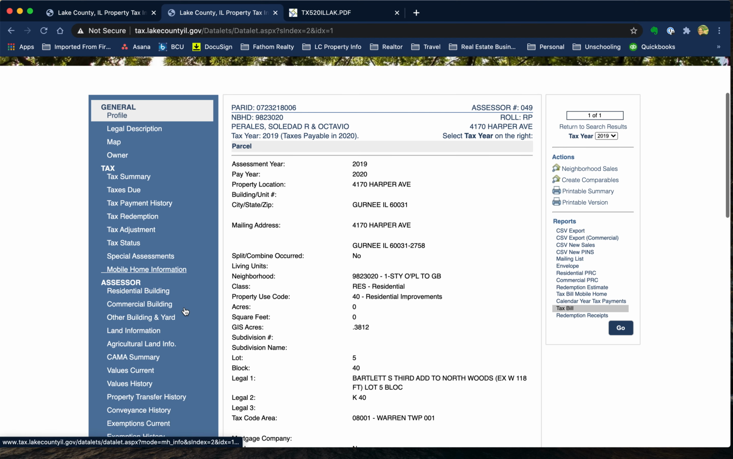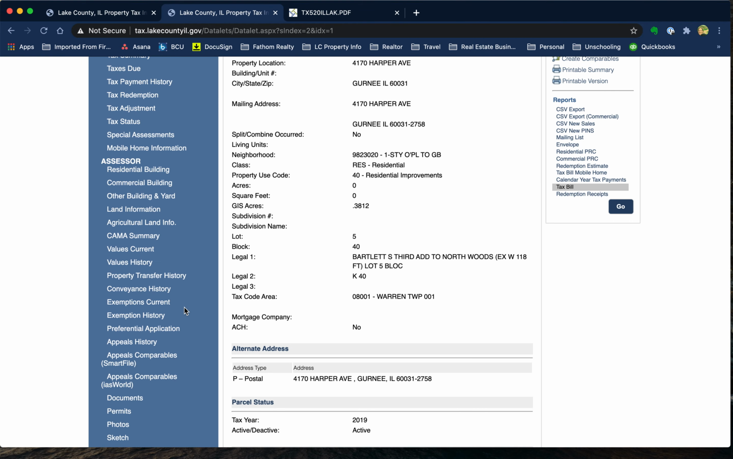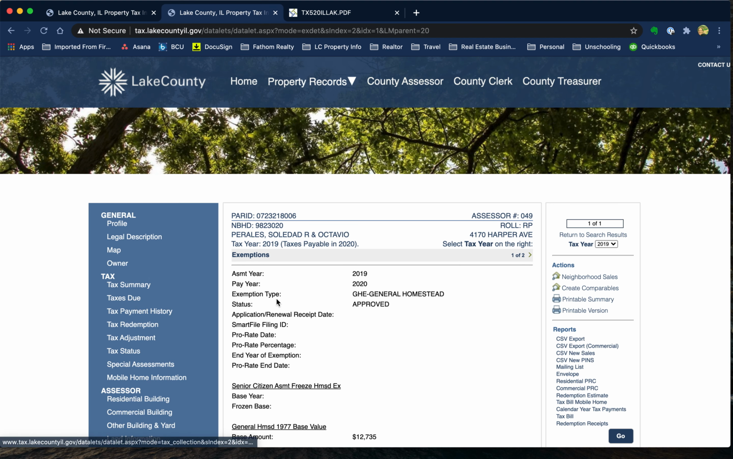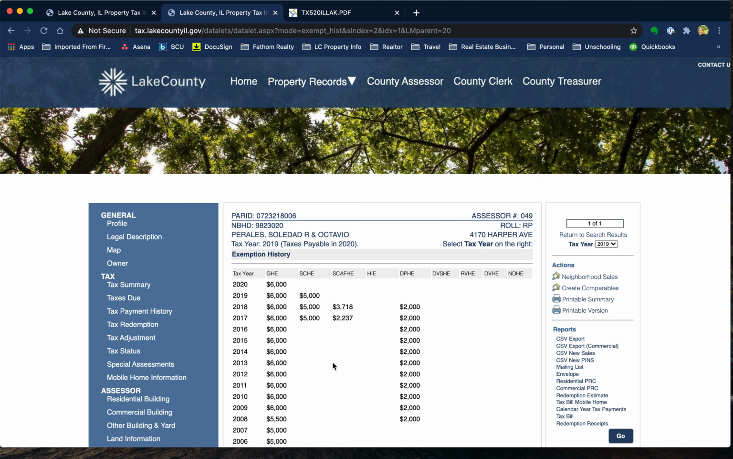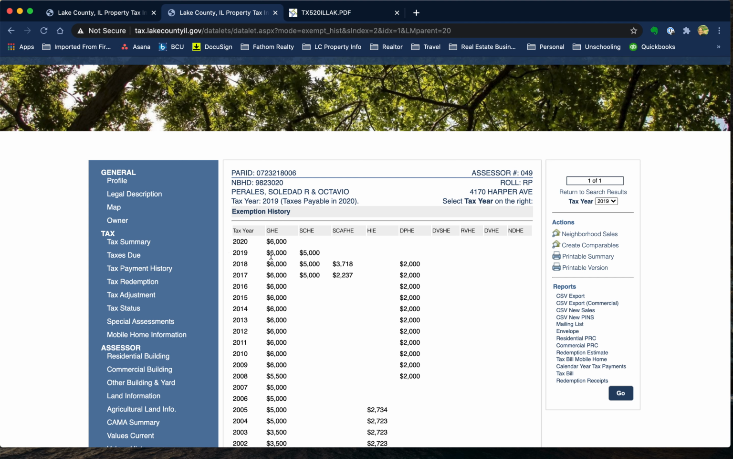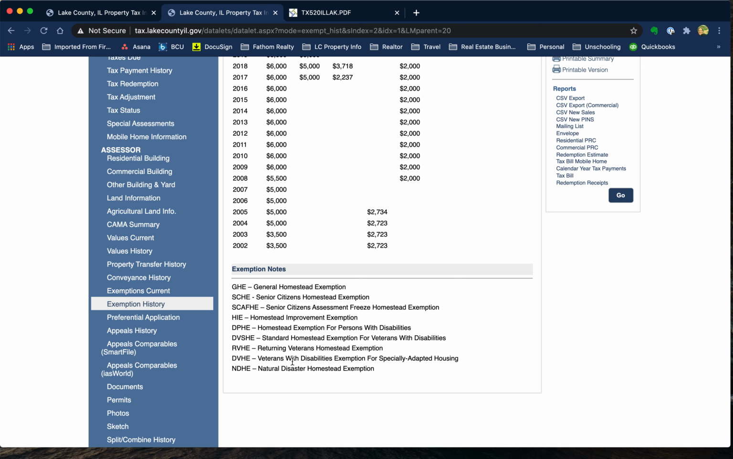I'm going to check on the side and look to see what property tax exemptions they currently have for this house for the year 2020. So right here I see that they currently have the general homestead exemption. But I want to see what did they previously have. Okay, so I can see here in 2019, they also had the senior citizen homestead exemption. In 2018, they had the homestead exemption and a senior citizen freeze, and it tells you what these ones mean down here.